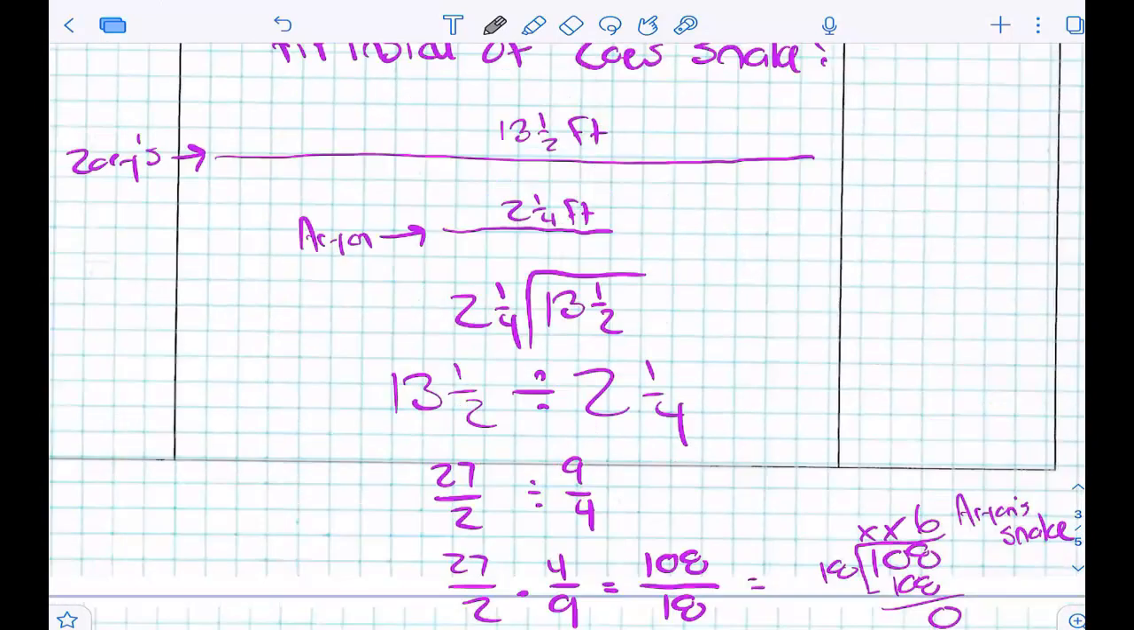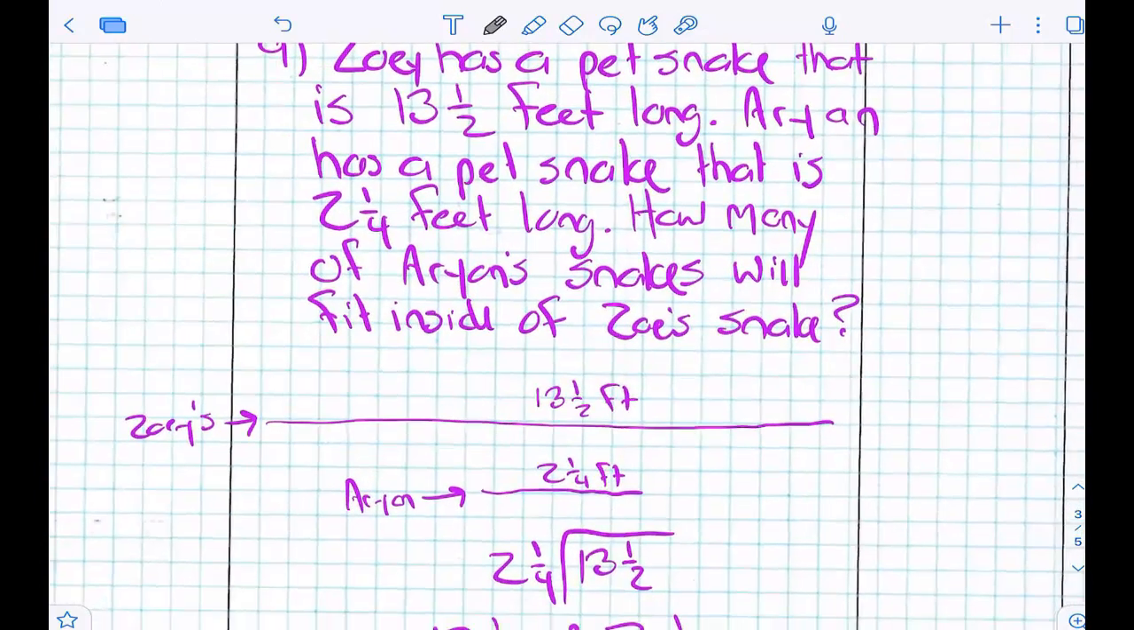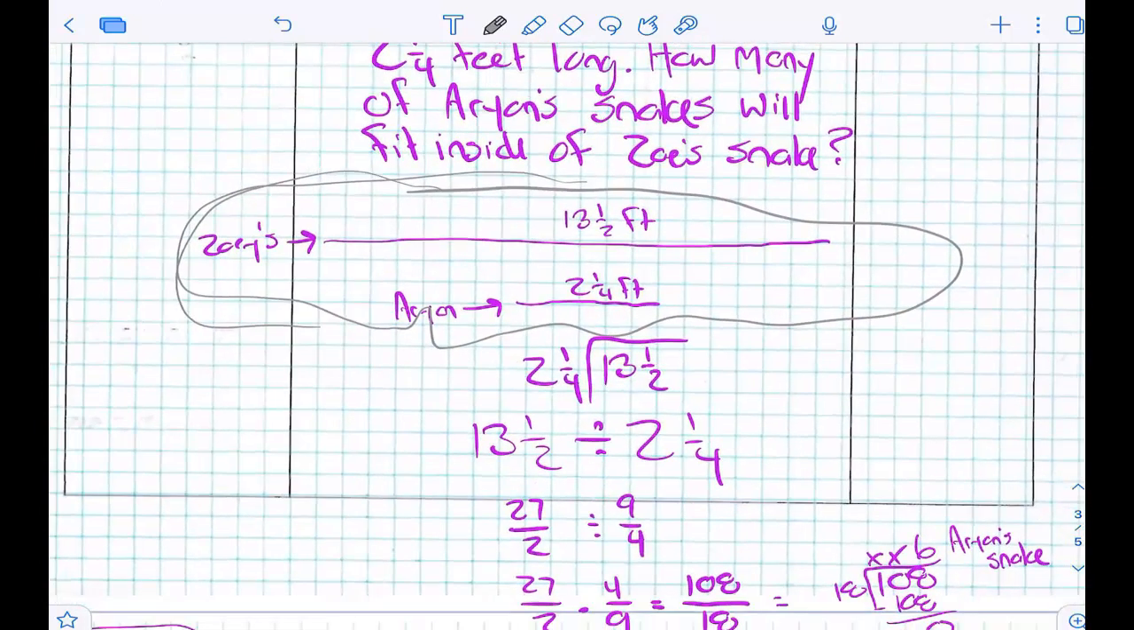Last thing. This problem down here. Ooh, I went way too far. This was about Zoe's and Aryan's snakes. A good strategy to solve a word problem is to draw a picture. Draw a picture. And then that would help you figure out what the actual problem is that you have to write. We cool with all this? Yes.